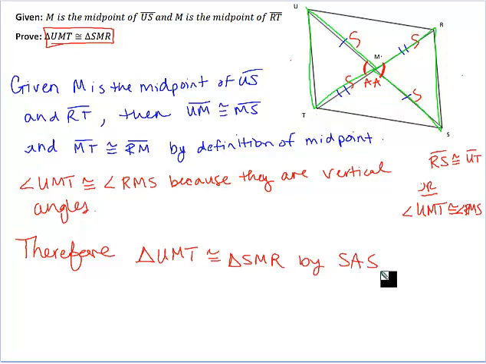And there's our proof. Okay, so for these proofs you will either be looking for side, side, side or side angle side. And you just need to show those 3 things are congruent. Once you have shown them, you've completed your proof.